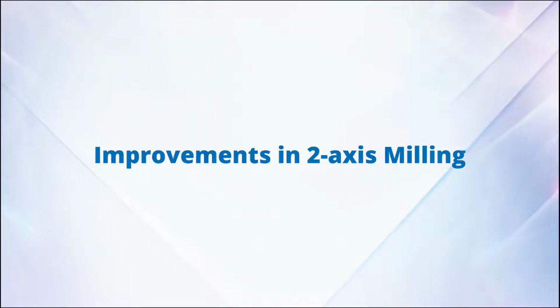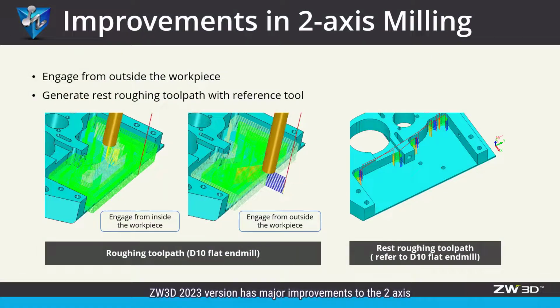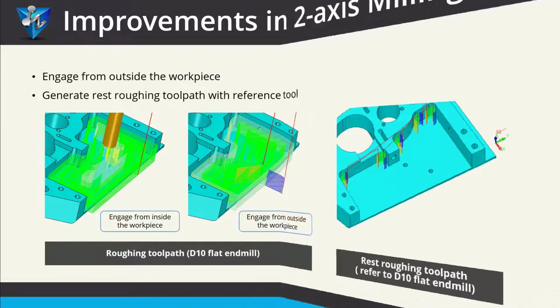Improvements in two-axis milling. The 3D 2023 version has major improvements to the two axes. It can perform engage from outside the workpiece and generate raised roughing toolpath with reference tool.